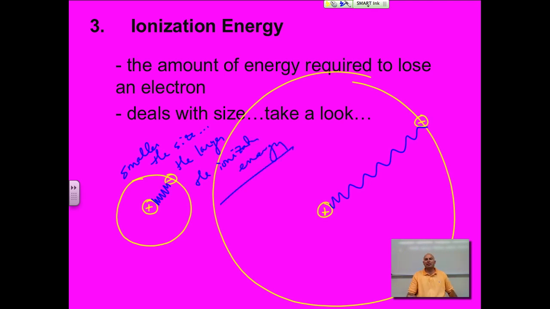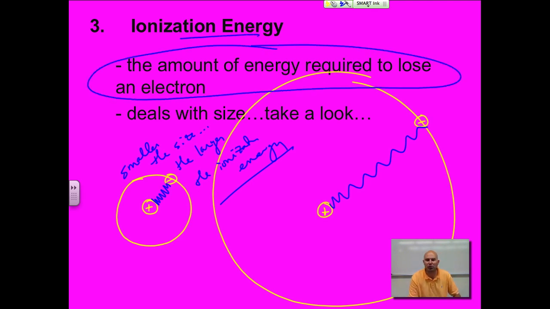And the reason is this. If the ionization energy is the amount of energy required to lose an electron, this electron on the left, near this small one, is being held a little bit tighter because it's closer, versus this electron over here. It's holding on a little loosely, as 38 Special might say.